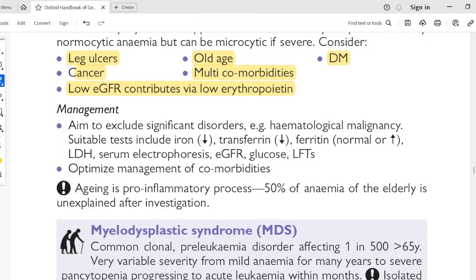Management. Aim to exclude significant disorders, for example hematological malignancy. Suitable tests include iron, which will be reduced, transferrin, ferritin. Serum iron is reduced, transferrin is reduced, ferritin is normal or increased because it's an acute phase reactant, LDH, serum electrophoresis, EGFR, glucose and LFTs. Optimize other management of comorbidities.